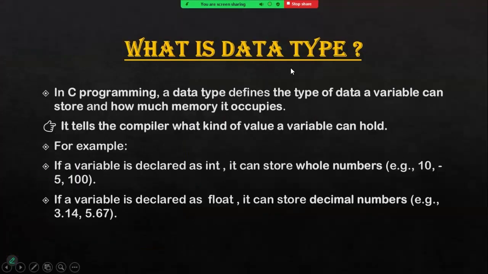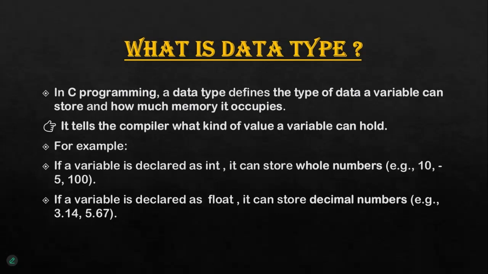In C programming, a data type defines the type of data a variable can store and how much memory it occupies. A variable is what? A variable is a container where we can store a value or data. So a data type is the type of data a variable can store and how much memory it occupies. It tells the compiler what kind of value a variable can hold.